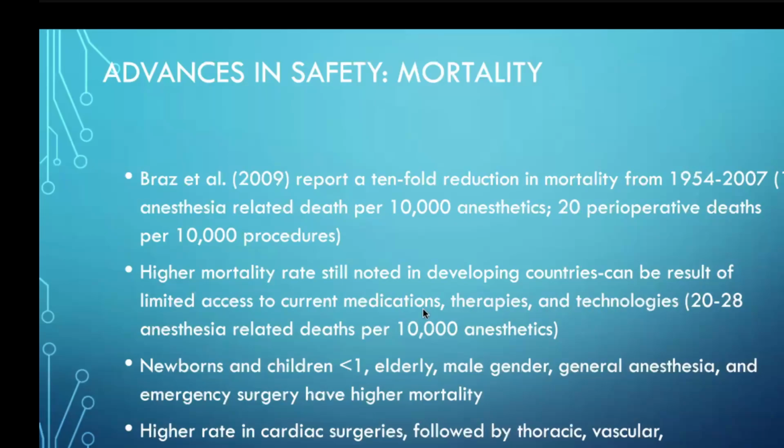The highest risk patients are newborns or children under 1 year old, elderly, male patients, those getting general anesthesia, which is a deeper level of anesthesia to make sure they're absolutely unaware, and emergency surgical procedures. And the types of surgeries that carry the highest risk are cardiac surgeries, thoracic surgeries like in the patient's chest for their lungs, surgeries on big blood vessels, on their stomach, GI tract, and children and fractures and different kinds of bone surgery, orthopedic surgeries.